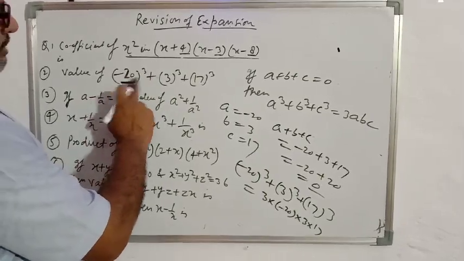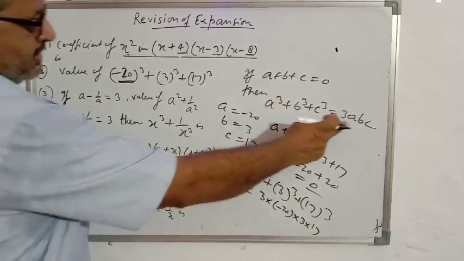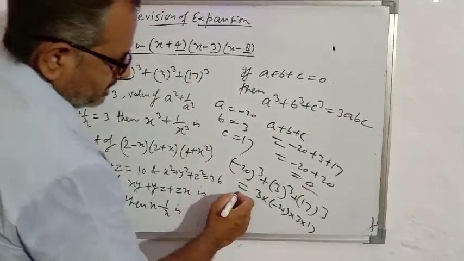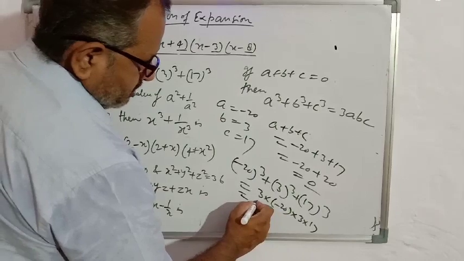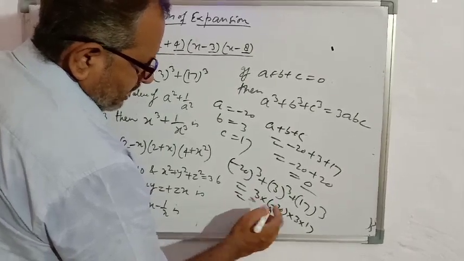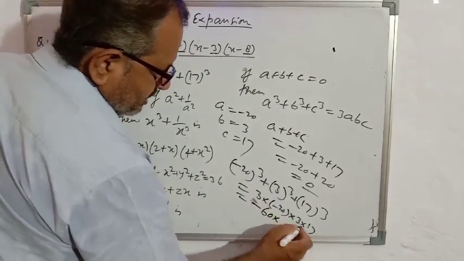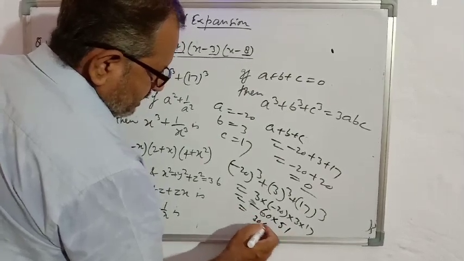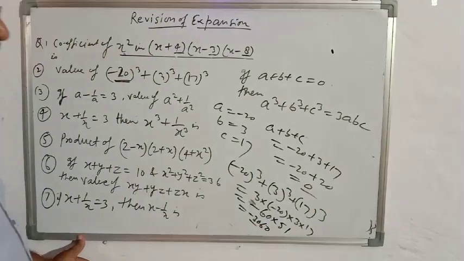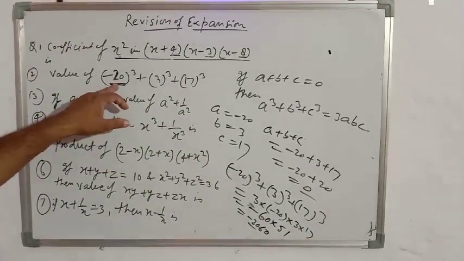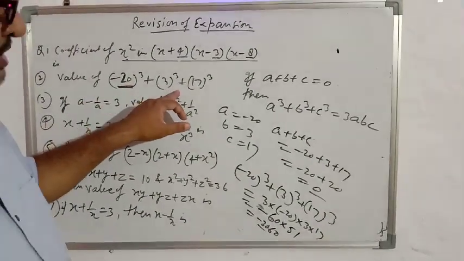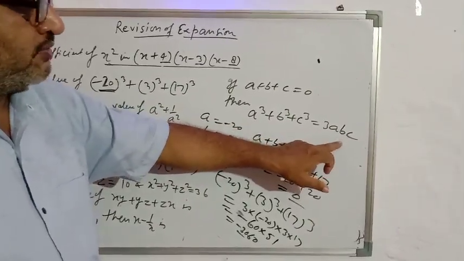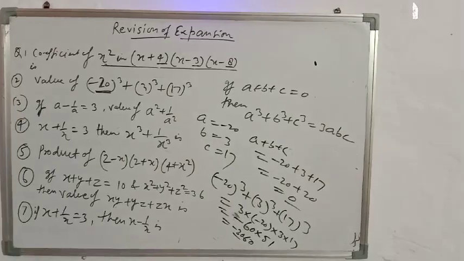So what will be the sum of their cubes? 3abc. So 3 into minus 20 into 3 into 17. We can do it. 3 into minus 20, minus 60. 17 into 3, 51. 6 1 are 6, 6 5 are 30. Minus 3060. So without actually taking cubes of these numbers, using this formula a cube plus b cube plus c cube is equal to 3abc, we can find its value.